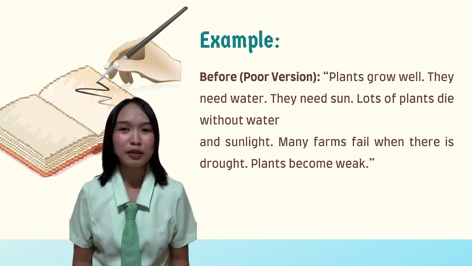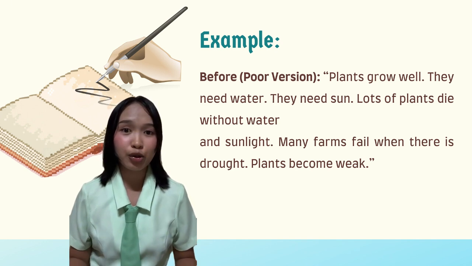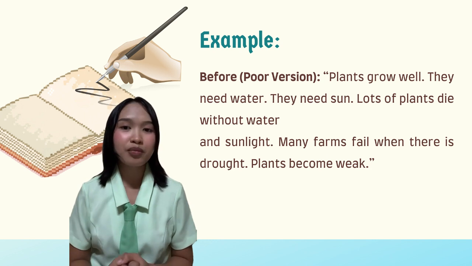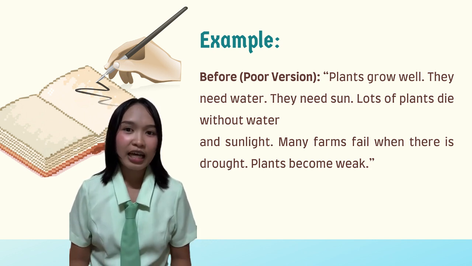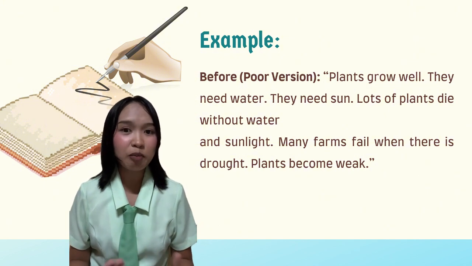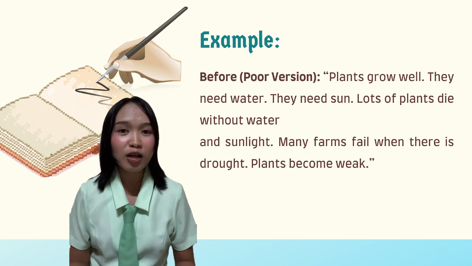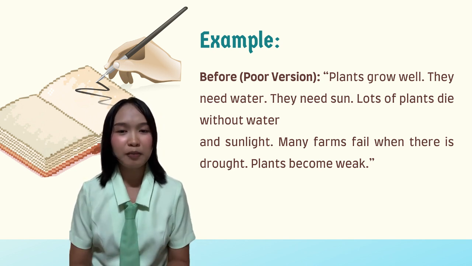Alright, here's an example. This is a sample paragraph before and after revision. Before, which is the poor version: Plants grow well, they need water, they need sun. Lots of plants die without water and sunlight. Many farms fail when there is drought, plants become weak.